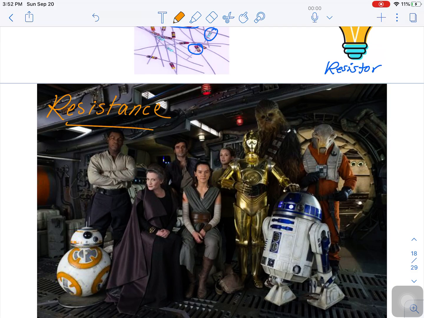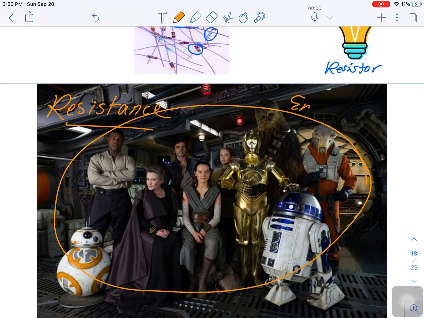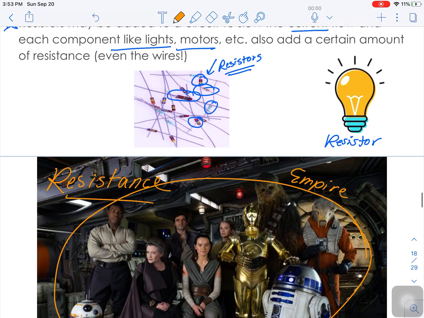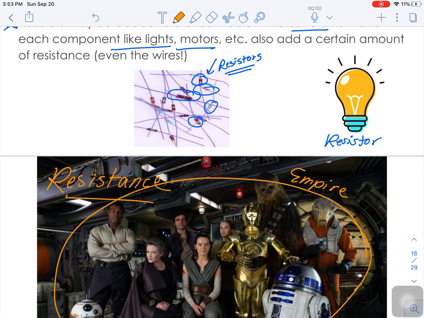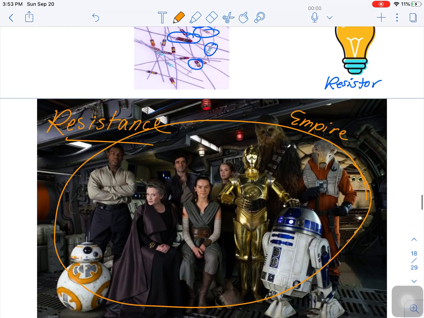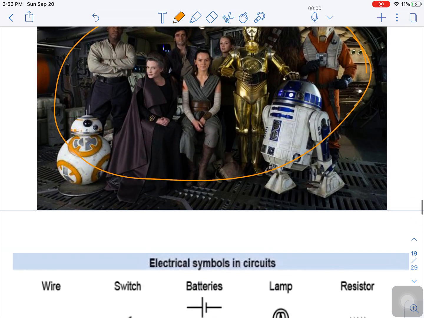But here's a picture of the resistance. Right? The whole point of the resistance in Star Wars is this crew was there to slow the work of the Empire, right? So resistors in an electrical circuit are there to slow the work and to slow that current of that electrical energy. Yeah, that's a good looking crew.